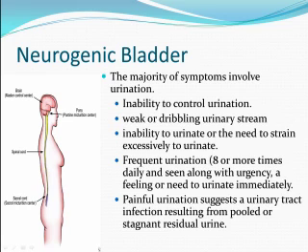Medicines that relax the bladder, oxybutynin or propantheline, for overactive bladder. Medicines that make certain nerves more active, bethanechol, for an underactive bladder. And medicines that treat infections, like antibiotics, if the bladder problems lead to an infection.